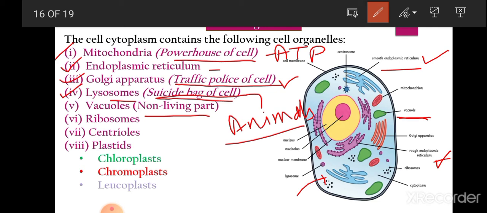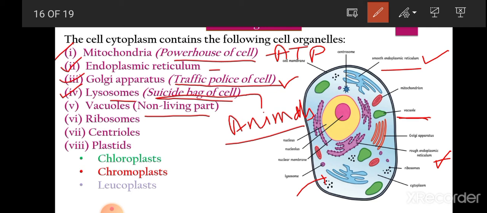So vacuoles are the non-living part. What is the function of the vacuole? Vacuoles store excess water in the cell. They store useful materials. They store pigments and waste products in the cell. So that is why they are used for the purpose of storage only, and that is why they are the non-living part of the cell.